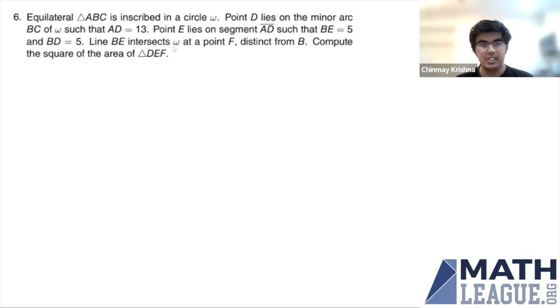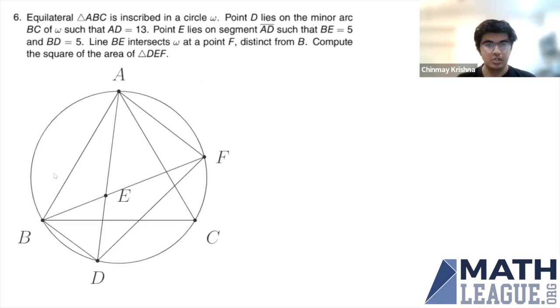Line BE intersects omega at point F, distinct from B. Compute the square of the area of triangle DEF. So first, let's draw a diagram. So we'd have a circle, and we have an equilateral triangle that is inscribed in the circle. And then we have a point D on arc BC, and we're given that AD is equal to 13.